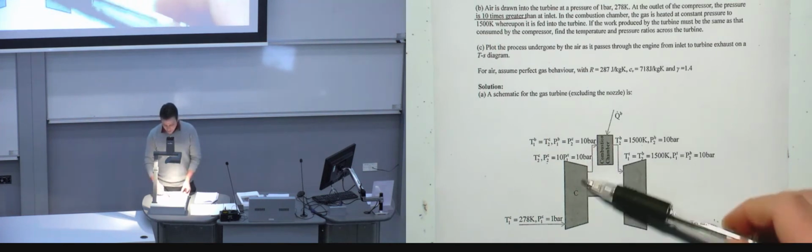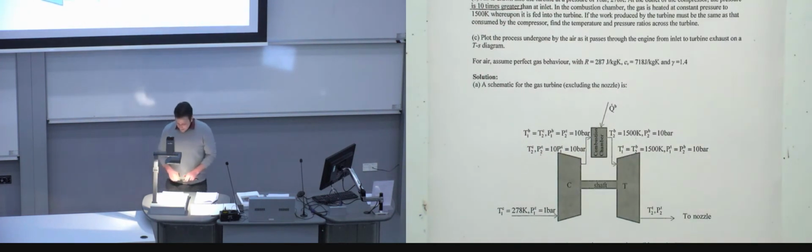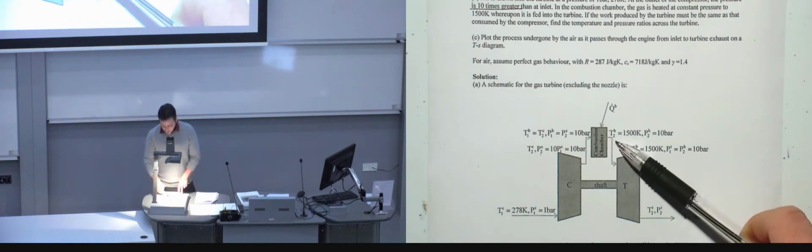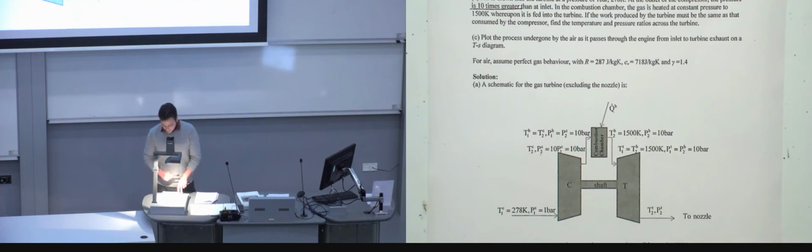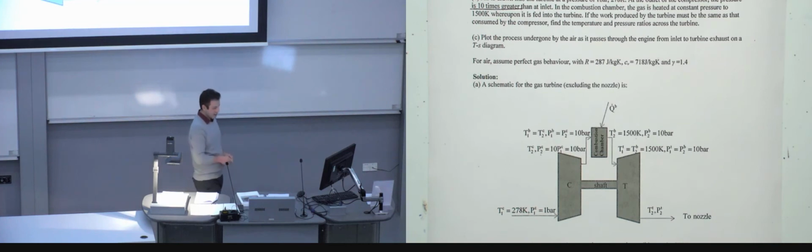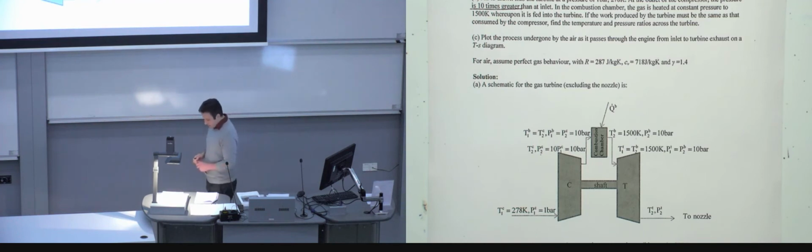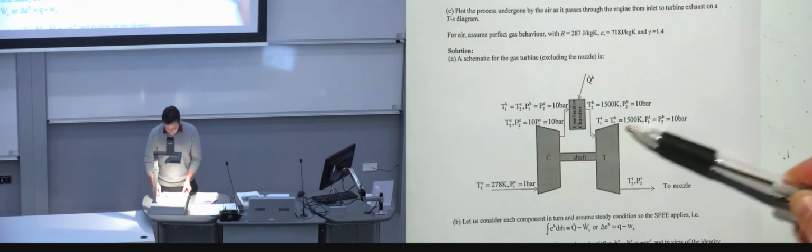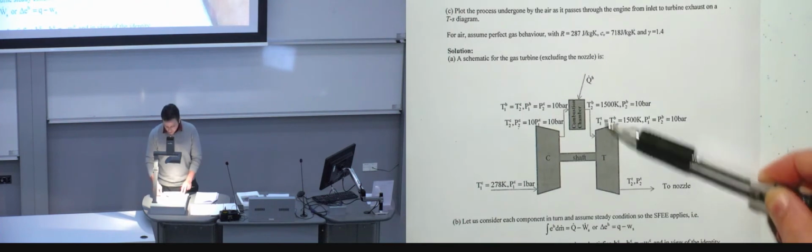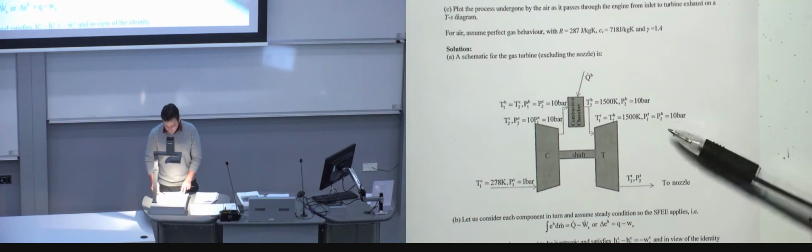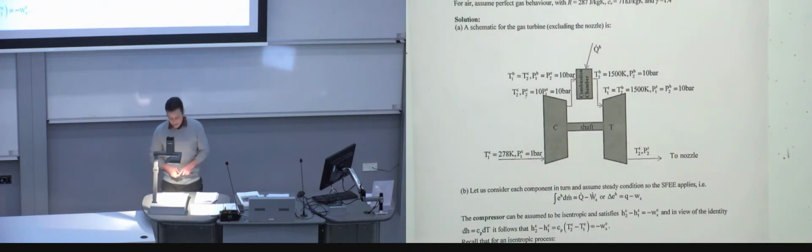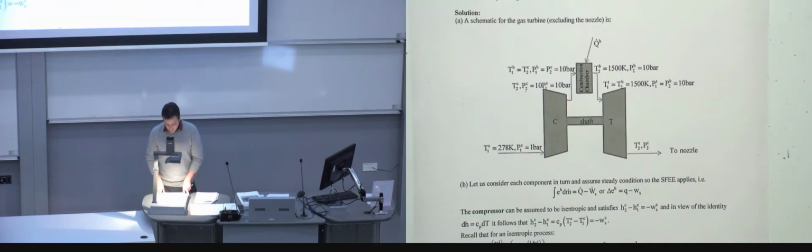What then happens is that it goes through the burner. The temperature at the outlet of the burner is 1500 Kelvin, but the pressure hasn't changed. So a burner, in this case, is an isobaric device. So it's only the temperature that has risen. Then we have that 1500 Kelvin going through the turbine at a pressure of 10 bar, and we want to know what the T and the P are at the outlet of the turbine. And at the end, you need to draw a diagram to show that behavior on the TS diagram.